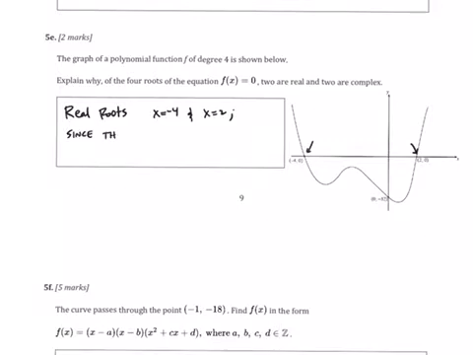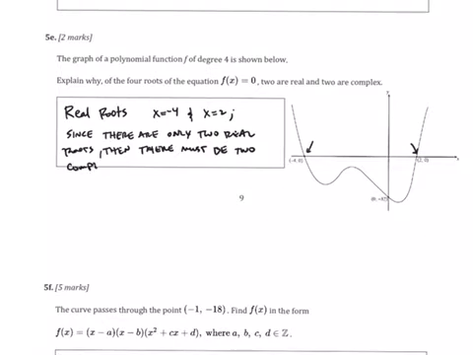Since there are only 2 real roots, then there must be 2 imaginary roots or complex roots. I'm going to go ahead and assume we're going to do that in the next part.